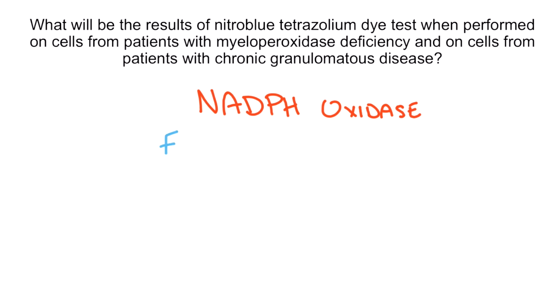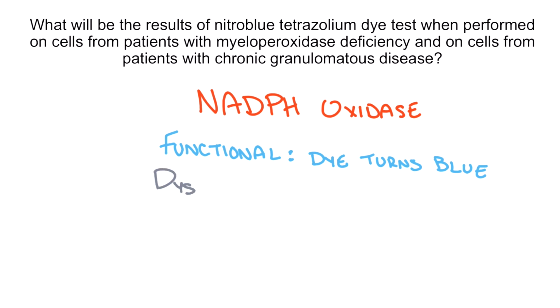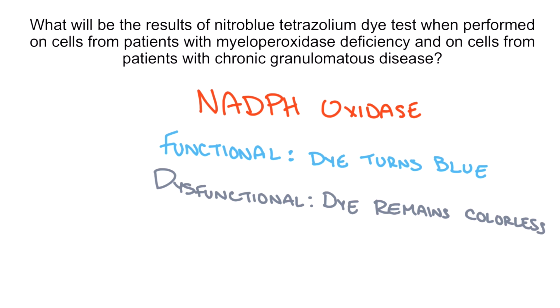If a functional NADPH oxidase is present, the dye will turn from colorless to blue. If NADPH oxidase is absent or dysfunctional, on the other hand, the dye will remain colorless. Patients with myeloperoxidase deficiency have a deficiency of myeloperoxidase, not NADPH oxidase. Hence, cells from patients with myeloperoxidase deficiency will convert the dye from colorless to blue.